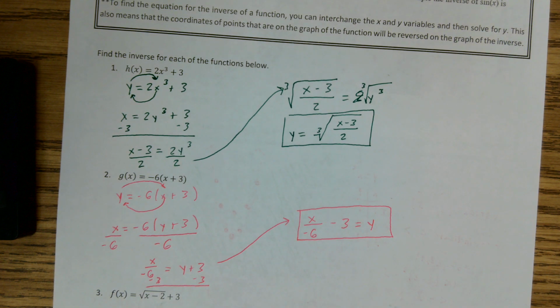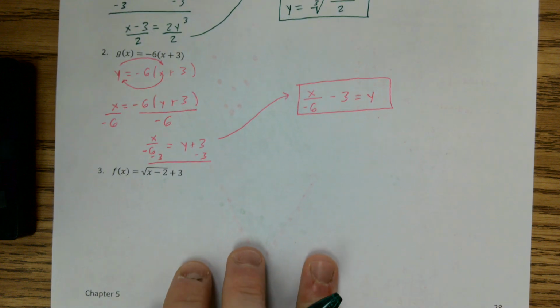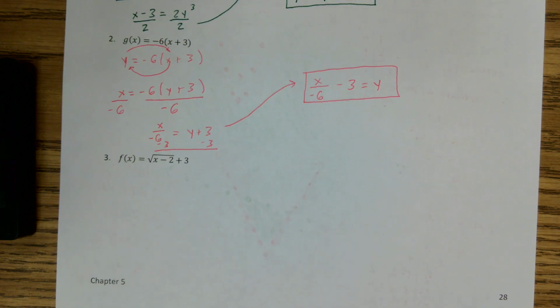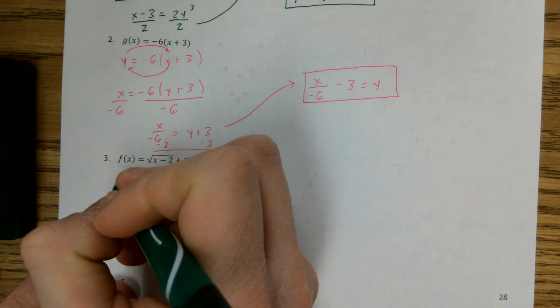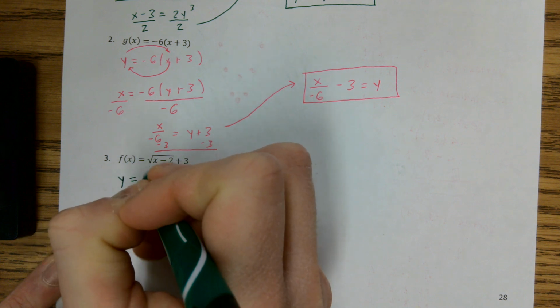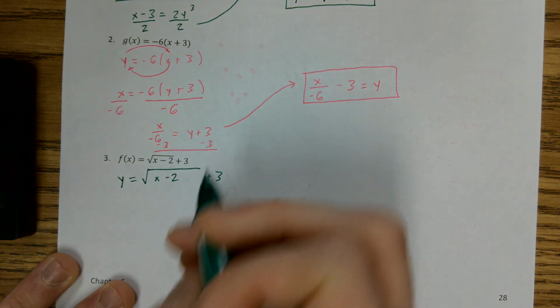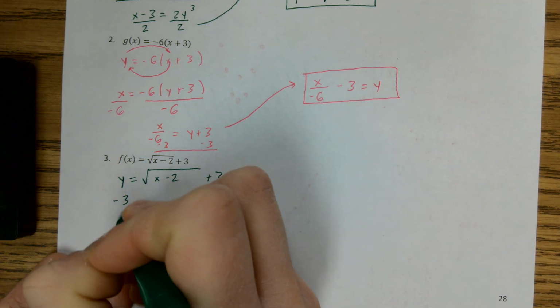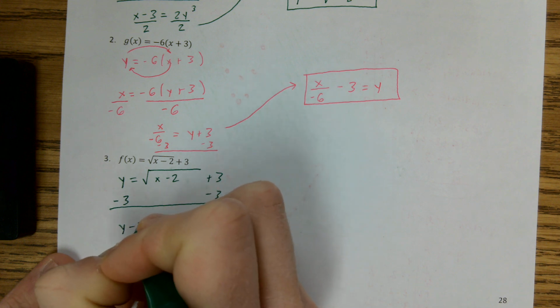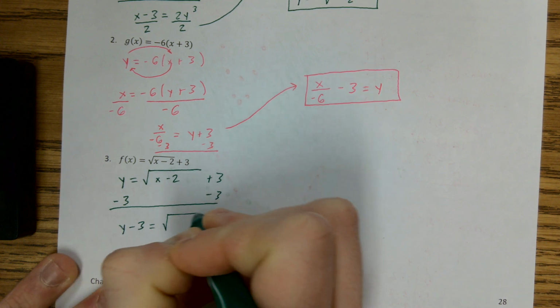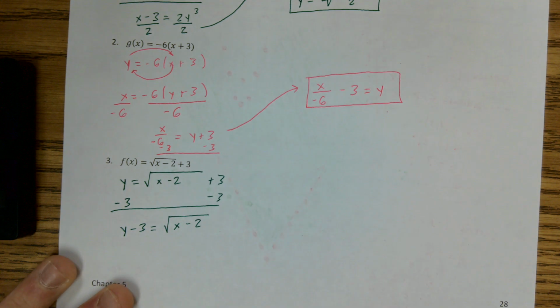All right. So last one. Number 3, f of x is equal to the square root of x minus 2, plus 3, okay? So again, kind of same deal with the cube. In this case, again, get everything on the outside over to the other side before you switch it. So in this case, I have y is equal to the square root of x minus 2, and then plus 3. Okay, I'm going to subtract 3 on both sides. So I get y minus 3 is equal to the square root of x minus 2.